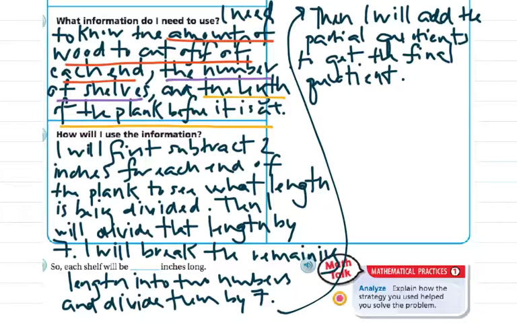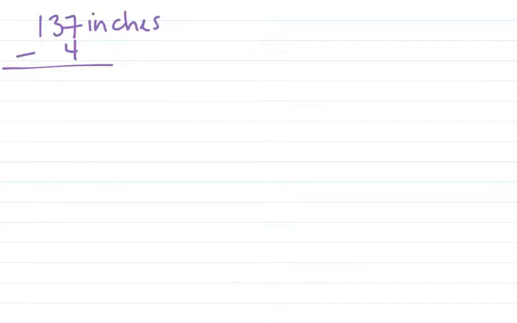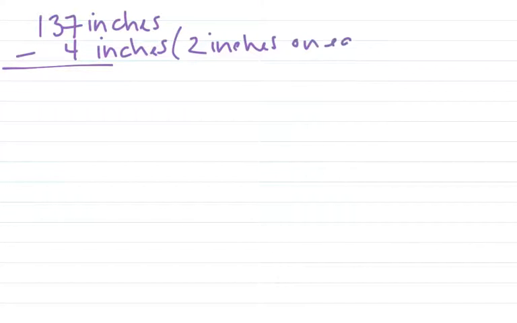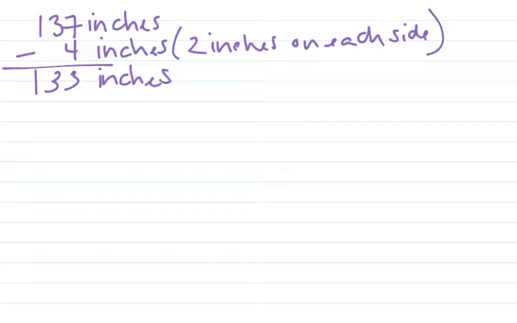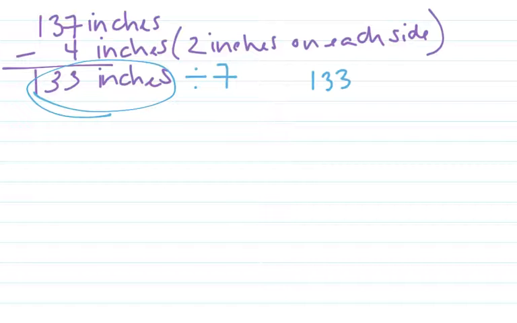So let's solve the problem. I'm going to take the original length of the board, which was 137 inches, and subtract 4 inches, because she cut off 2 inches on each side. And the remaining, 7 minus 4 gives me 3, 3, 1. So this is the dividend. This is what we're going to divide up, and we're going to divide it among the 7 shelves. So we have 133 divided by 7 is equal to what number?